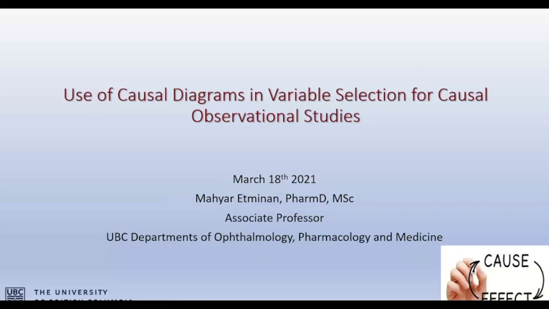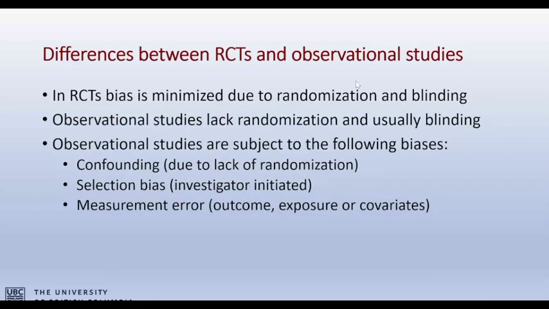Thank you, Anne. Thanks everyone for joining us today. I'd like to start with a discussion of the differences between RCTs and observational studies. A lot of us who are involved in epidemiological research know that RCTs have the advantage of minimizing bias because of randomization and blinding. And observational studies lack randomization and usually blinding. That puts these types of studies at a disadvantage in that they are more prone to different types of biases. Perhaps the most important one would be confounding, selection bias, and also measurement error, which can affect the outcome, the exposure, or the covariates of interest.